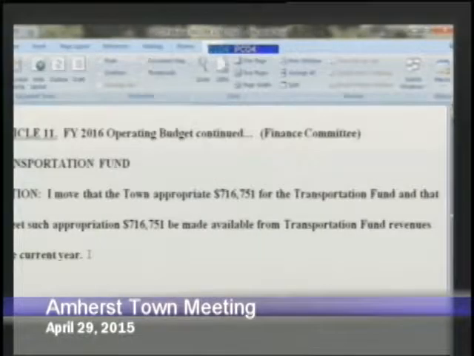And we move on to the Transportation Fund. And yes, Ms. Ratner for the Finance Committee. I move that the town appropriate $716,751 for the Transportation Fund, and that to meet such appropriation, $716,751 be made available from Transportation Fund revenues of the current year. And may I ask Mr. Sharma to speak for the Finance Committee? Yes, but first we have a second. I hear a second. Mr. Sharma, you may speak. The Finance Committee voted 6-0 with one vacancy for this article.